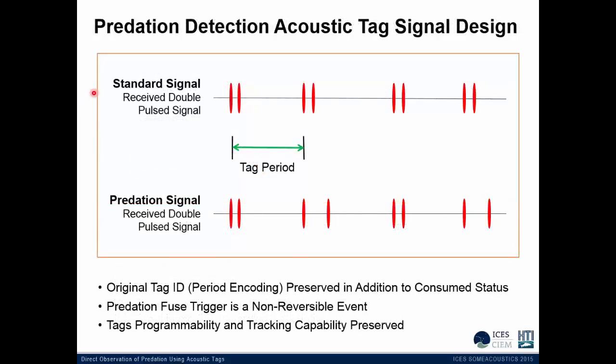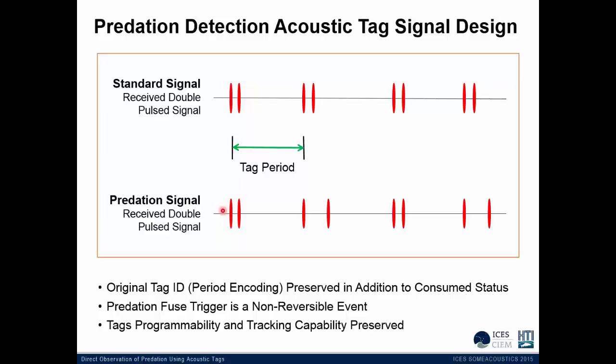This shows the signal design that we use for the normal tag and also the predation tag. In our normal tag, we transmit 2 pulses closely spaced, a double pulse pair as we call it, and the actual tag identification is encoded in the period between these pulse pairs. So by accurately measuring this time from the arrival of the first signal in the pair to the first signal in the next pair, we can determine the exact period, and from that determine the ID of that particular tag.